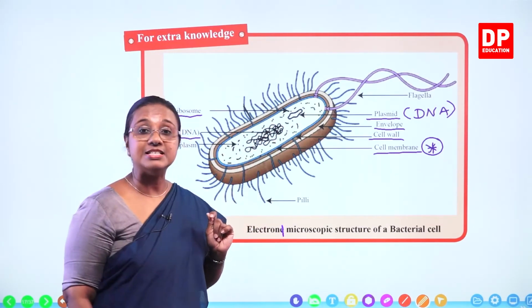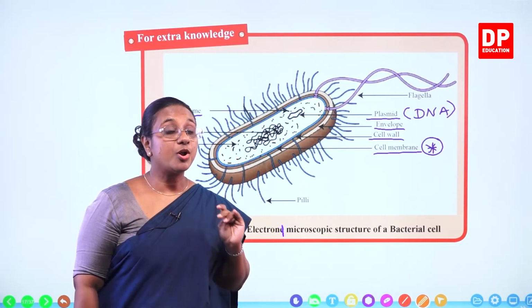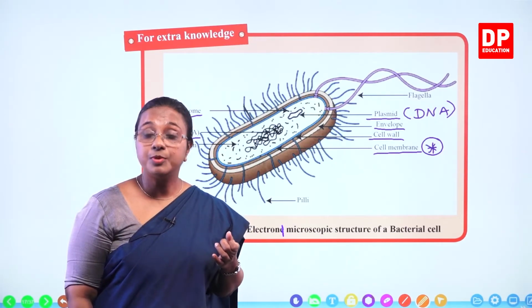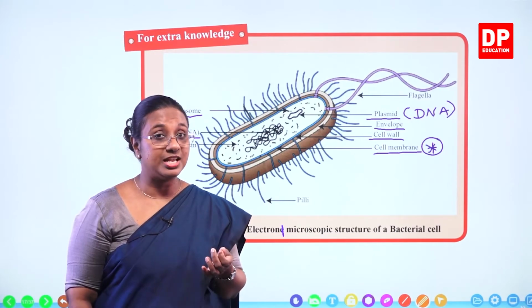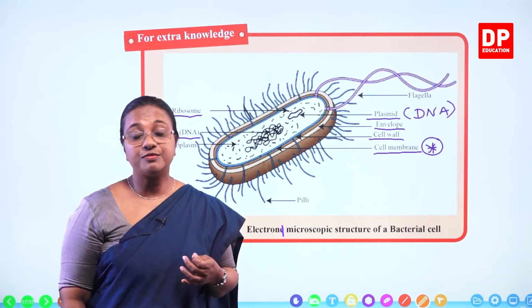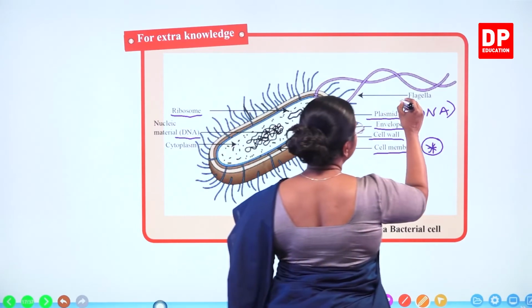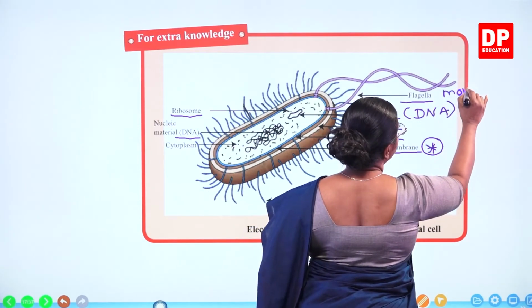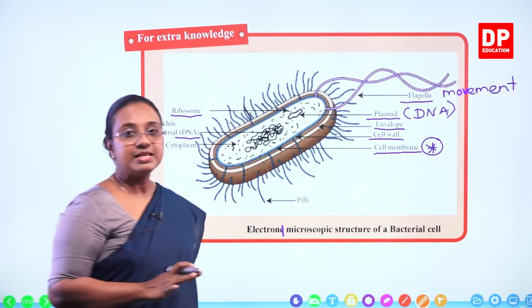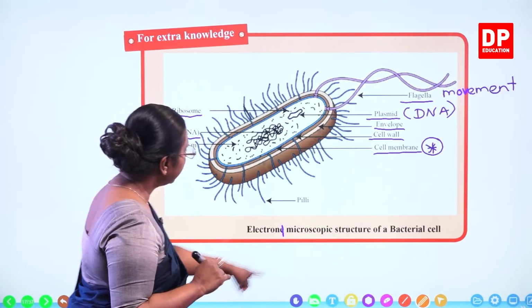There you can see flagella. Where else have you all come across flagella? Chlamydomonas, an algae that has flagella. Then Euglena, that is a protozoan that also has flagella. What is the function? It's there for the locomotion of the organism, so for the movement of the organism. So here flagella is there for movement. So the bacterial cell uses flagella to move around. Then we have this pili.